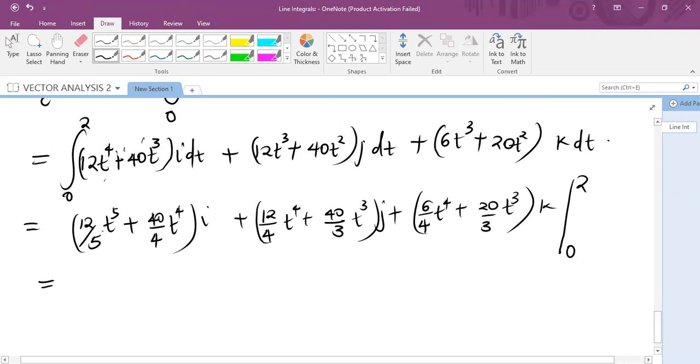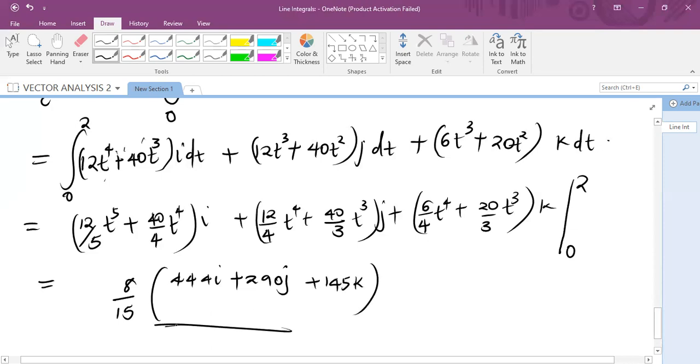So 2 raised to power 5. Okay, we can do that. So if you evaluate this correctly, you should be able to get your answer as 8 over 15 times 444 i plus 290 j plus 145 k as the answer to your line integral.